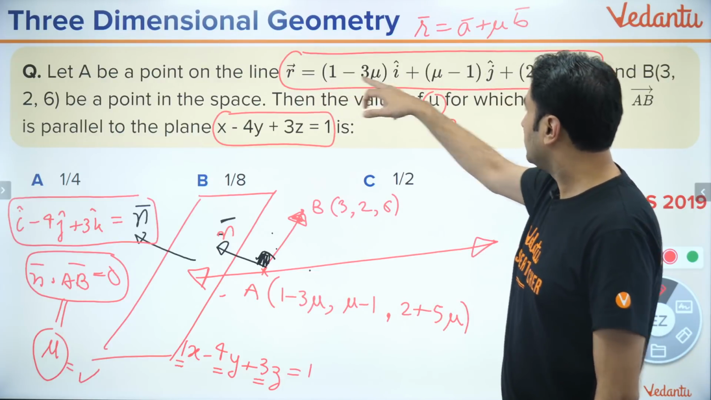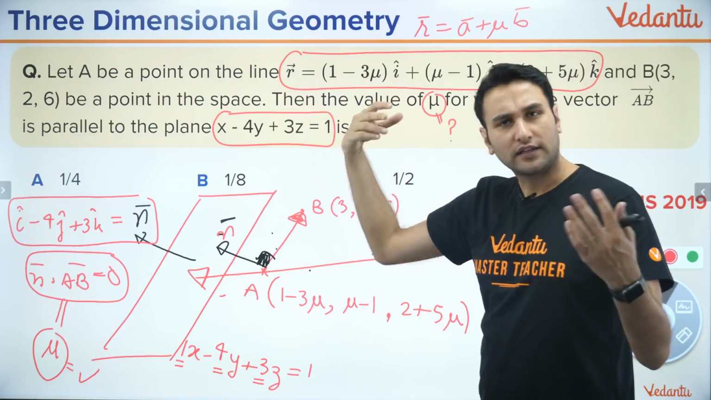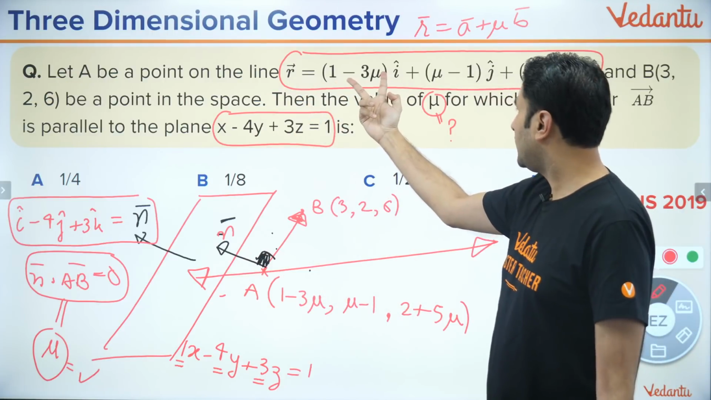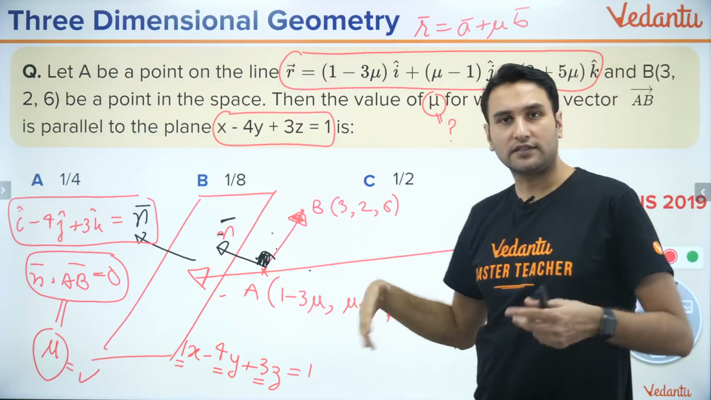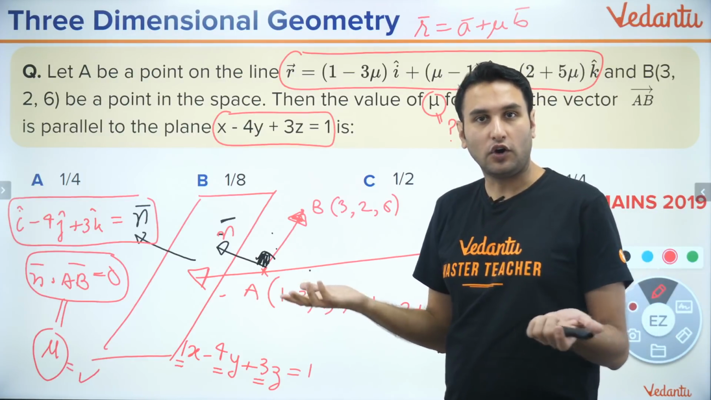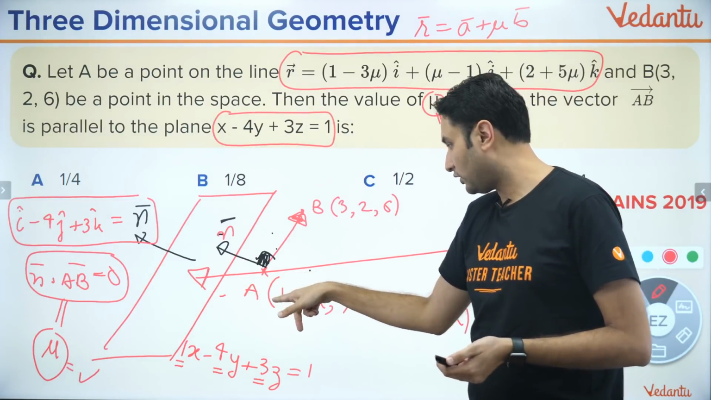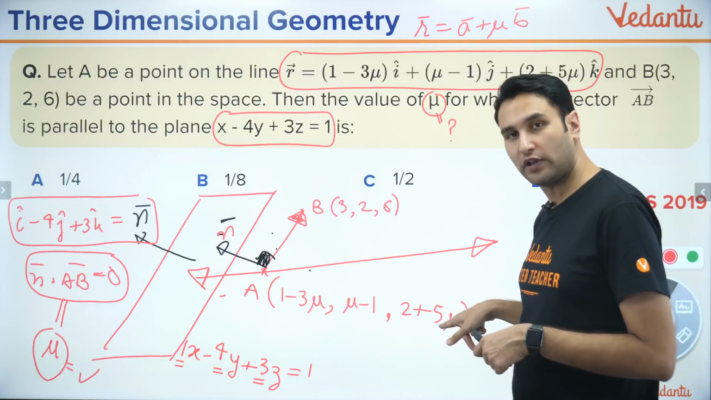Any point on this line can be written as i, j, k. It is any point R on the line. So any point A on the line can be written in the form of mu like this.